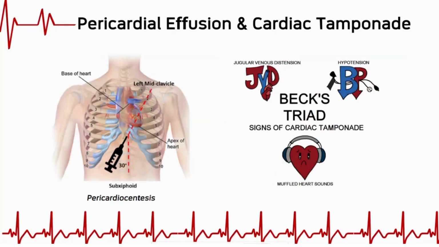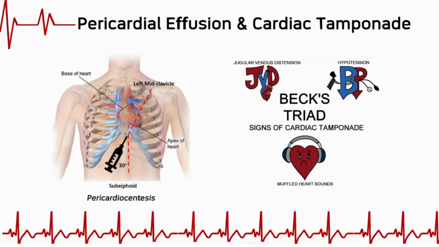Now, this picture here on the left-hand side just shows what we do for pericardiocentesis. Of course, we have the sternum to think about and the ribs to think about when it comes to access into the heart. Nowadays, what we use to aid in pericardiocentesis is ultrasound.